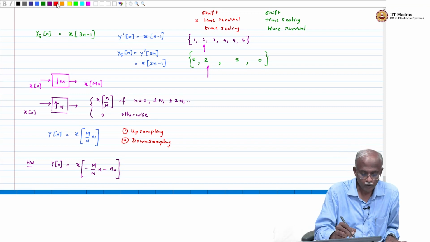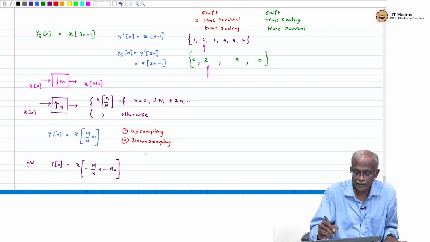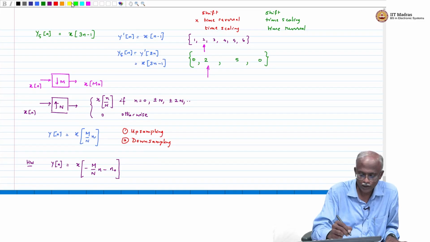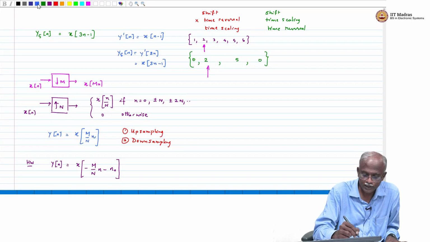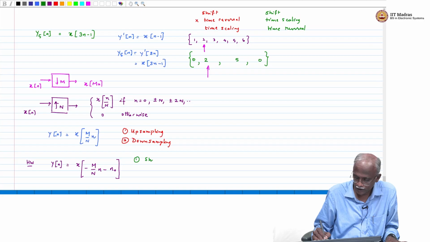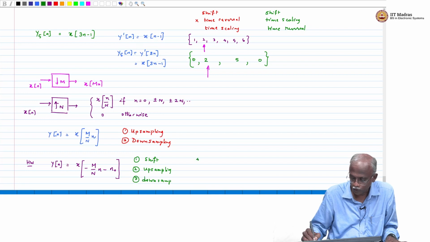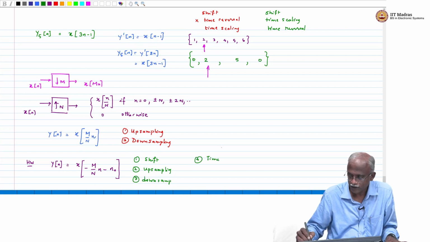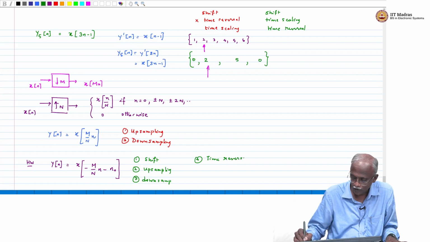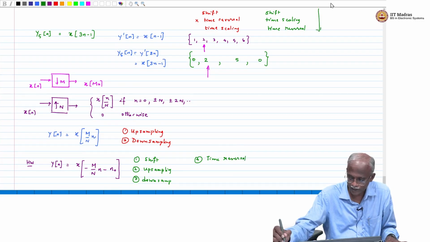So what are all the operations that are involved? There is a shift operation, n naught is the shift. So first we start by identifying that there is a shift operation. There is an upsampling operation because you have n by m. Upsampling is there. The third one is the downsampling, and then the fourth one is the time reversal. Now notice that this is a valid sequence that you can do.